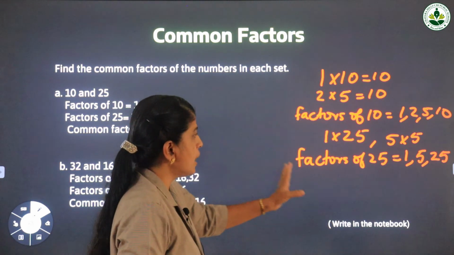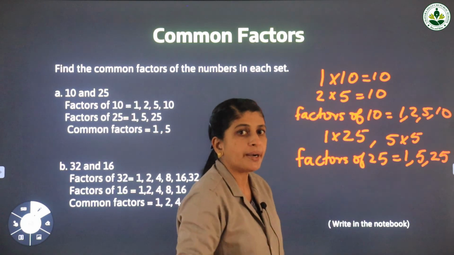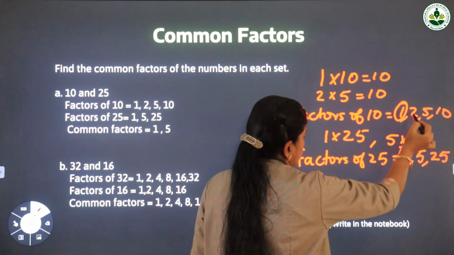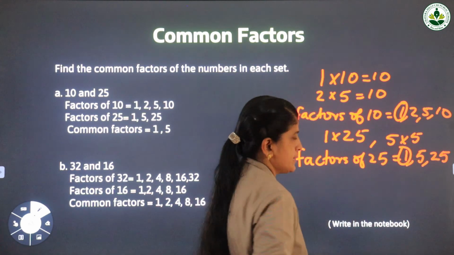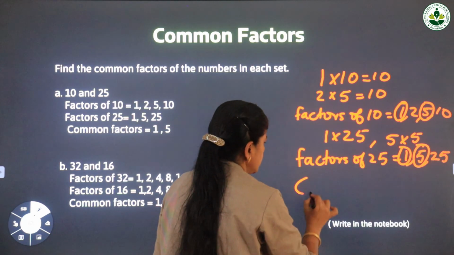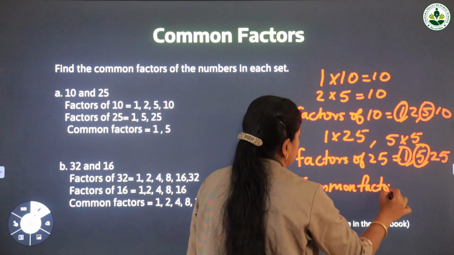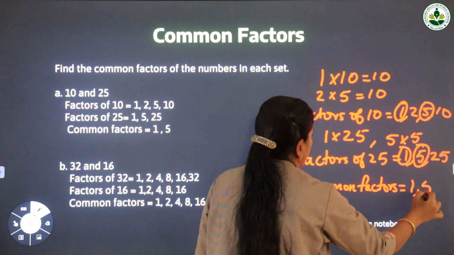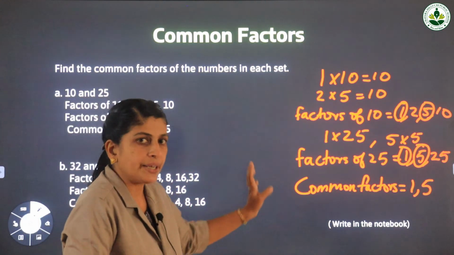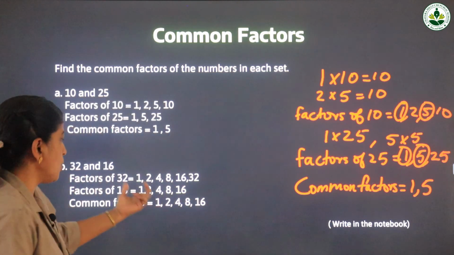Okay, then find out the common factors. Common factors means which factors are common in both the numbers. 1 is common in both the numbers. Then next, 2 is not a factor of 25, therefore it's not common. Then 5 is also a common factor. Therefore, the common factors are 1 and 5. Okay, therefore, to find the common factors, find out the factors of each number separately and then pick up the common factors.